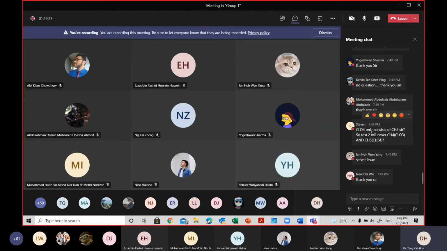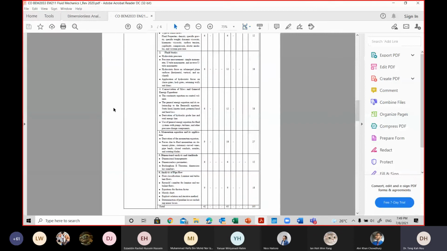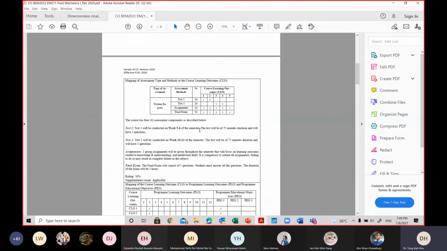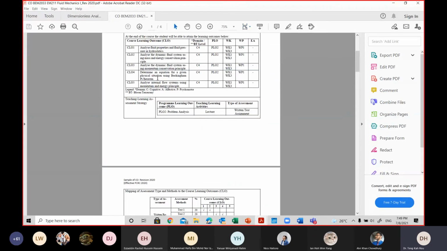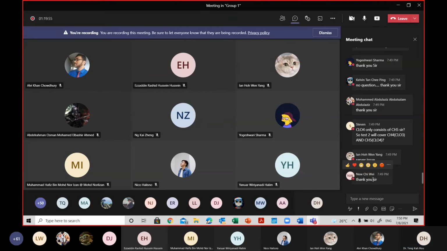So CLO4 only consists of chapter 5? Yes, exactly. CLO4 is only chapter 5 using Buckingham Pi theorem. So your test 2 will cover your chapter 4 and chapter 5. Two questions, just like your test 1. Okay, so is that clear?